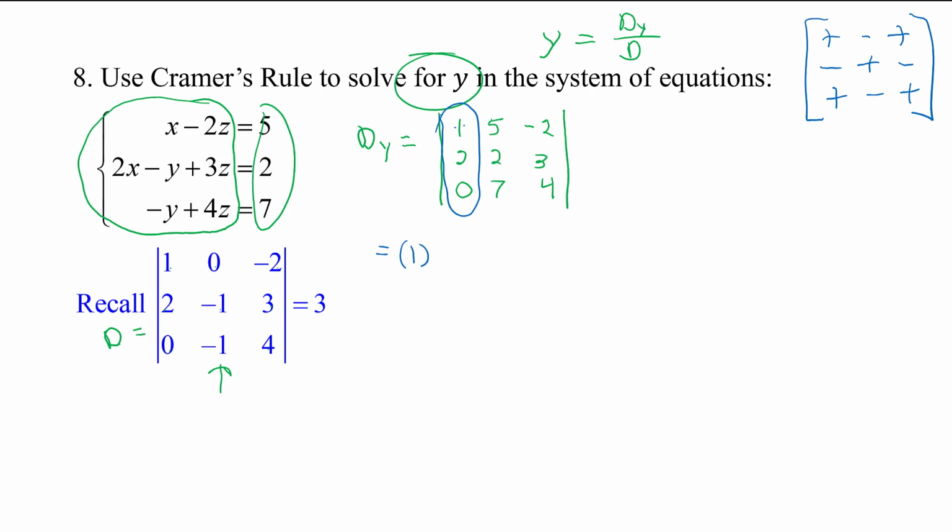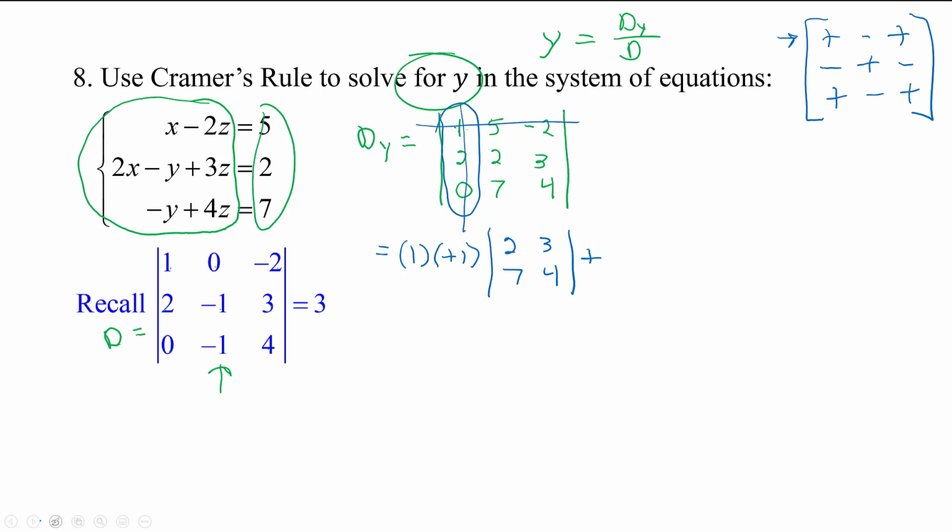Okay, so this first one is in a plus position. So we're going to be multiplying our 1 by positive 1, and then this is going to be times the determinant of the matrix we get by crossing out that row and column with the 1 in it. We have the determinant of the matrix 2, 3, 7, 4. Okay, and then we go plus.